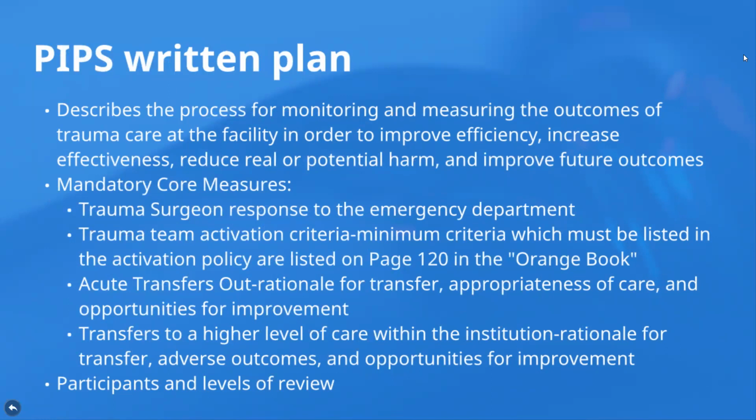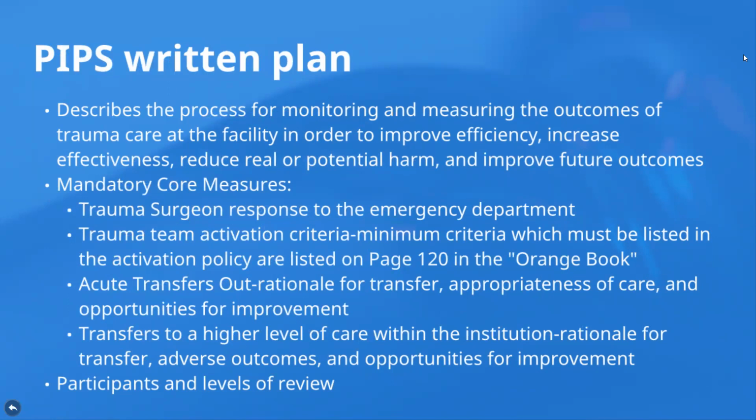It must include the core outcome measures of trauma surgeon response time to the emergency department and trauma team activation criteria, and there I have listed the page where the minimum criteria are listed in the Orange Book, on page 120. It must include acute transfers out, noting the rationale for transfer, appropriateness of care, and opportunities for improvement. And your PIPS plan must track transfers to a higher level of care within the institution, just like we talked about on the previous slide.